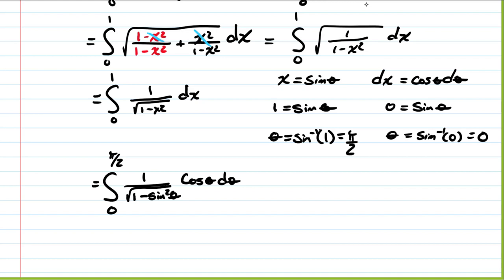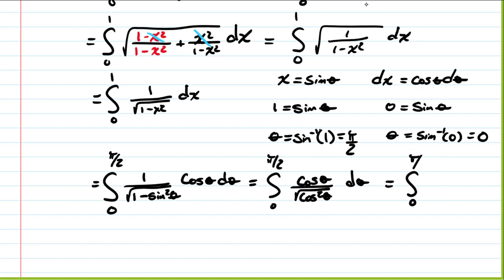And using our trig identities, what is 1 minus sine squared theta the same as? Yeah, so this is the integral from 0 to pi over 2 of cosine theta over the square root of cosine squared theta d theta. But the square root of cosine squared is cosine, so those are going to reduce out, and finally we're just left with the integral from 0 to pi over 2 of d theta.